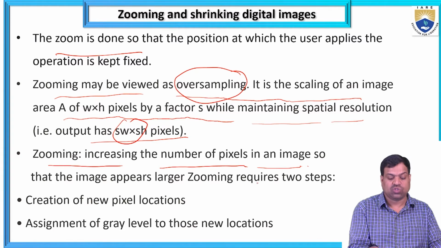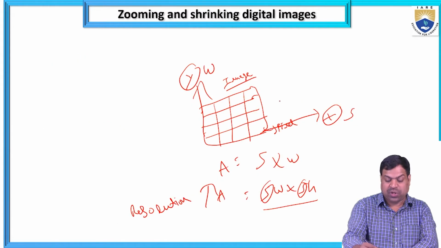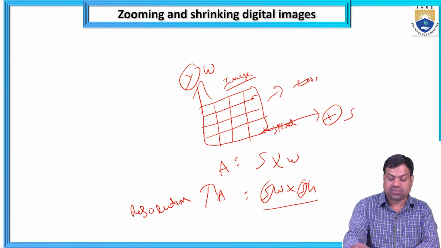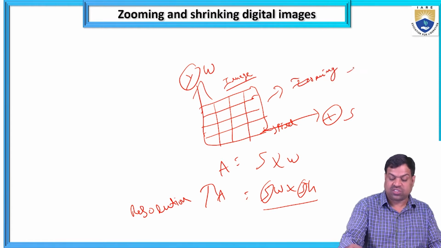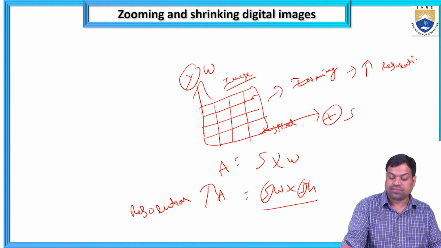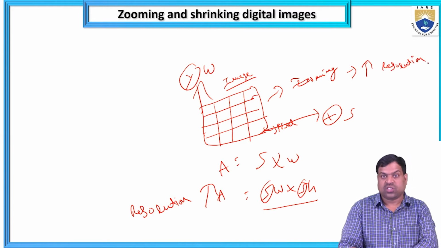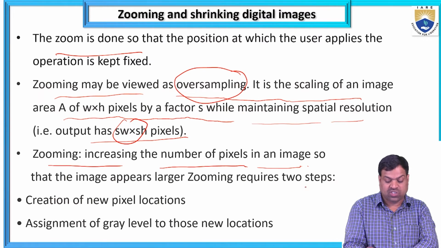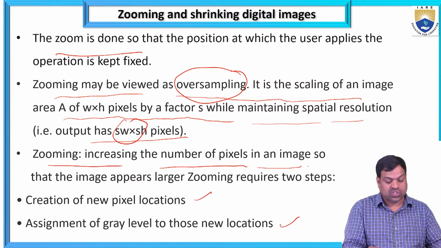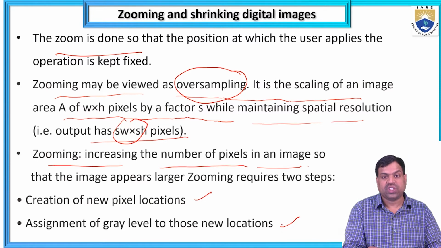Zooming requires two steps. When I'm applying the zooming of the image, what will happen? The resolution is increased, so the image appears larger. Zooming requires two steps. The first one is the creation of new pixel locations, and then assignment of gray levels to those new locations.